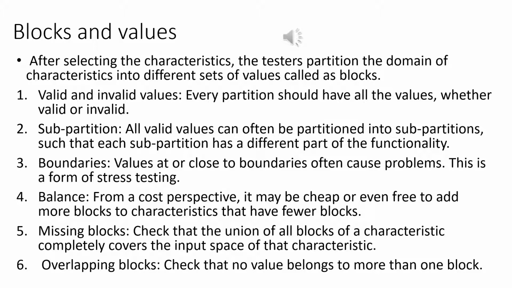Next is the subpartition method. All the values which are valid should be partitioned into subpartitions, and those subpartitions should be such that the value and the functionality of that value are considered, which I'll explain by an example. If in one partition there are only discrete values and in the other there are floating values, then depending on how they act on our function, we can know whether our function is correct or not.